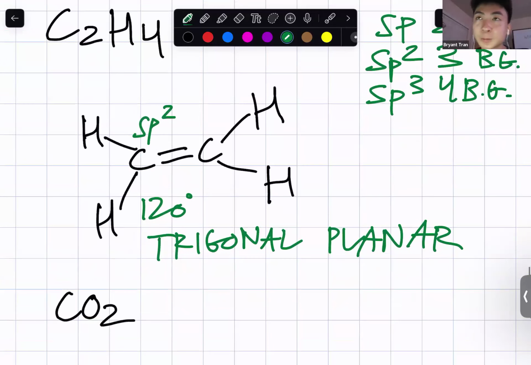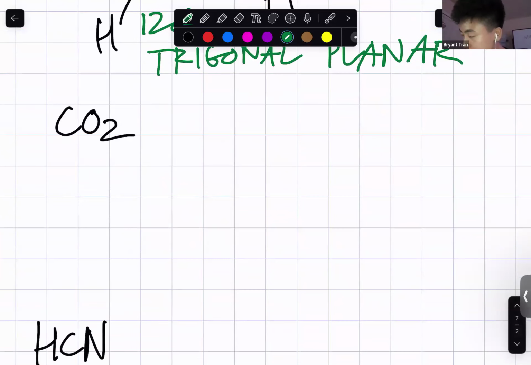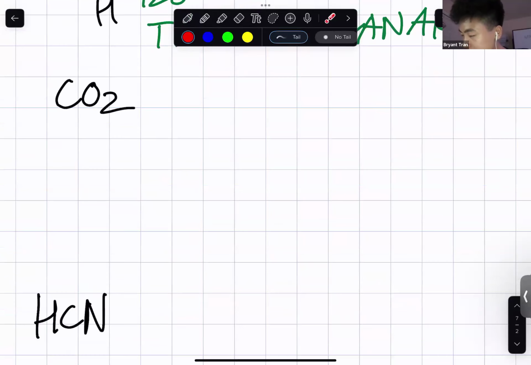Okay. And I'll go over the 109.5 and 180-degree shapes after, but let's finish off these two Lewis structures here. CO2.